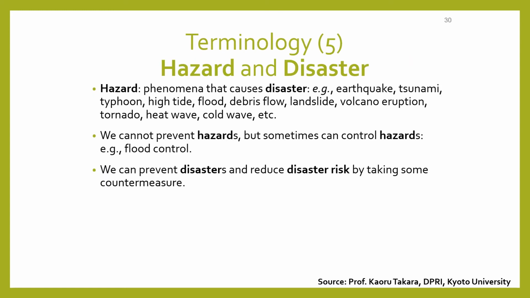So what are hazard and disaster? A hazard is a phenomenon that causes disaster, for example earthquake, tsunami, typhoon, flood, landslide. All of these are hazards. We cannot prevent hazards, but sometimes we can control hazards, for example flood control. And we can prevent disaster and reduce disaster risk by taking some countermeasures.